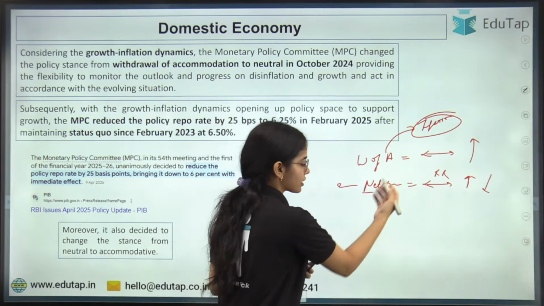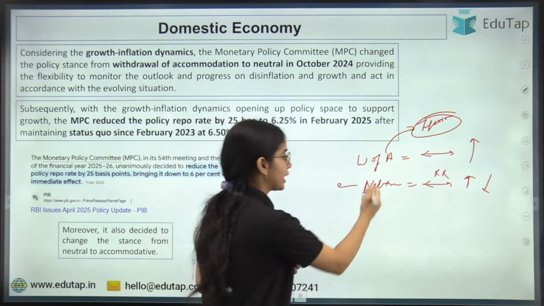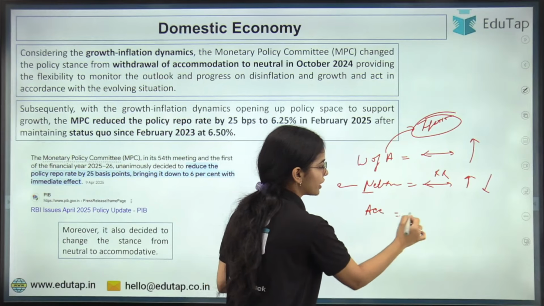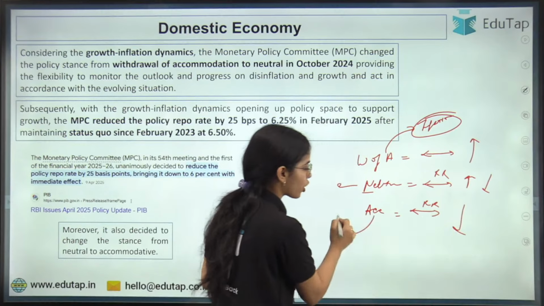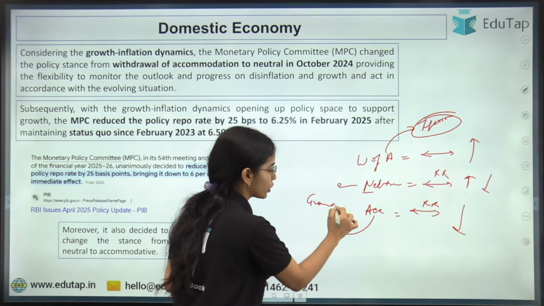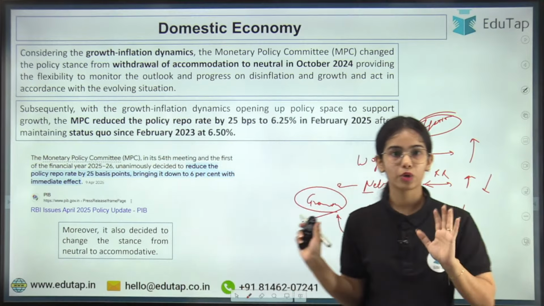Okay. So neutral stance is taken when the picture is not very clear for the future. Now the accommodative stance is taken when the repo rate is going to be kept constant or can be decreased. This accommodative stance is taken for the growth focus, for focusing on growth. Okay, this is the idea. I hope this is clear.